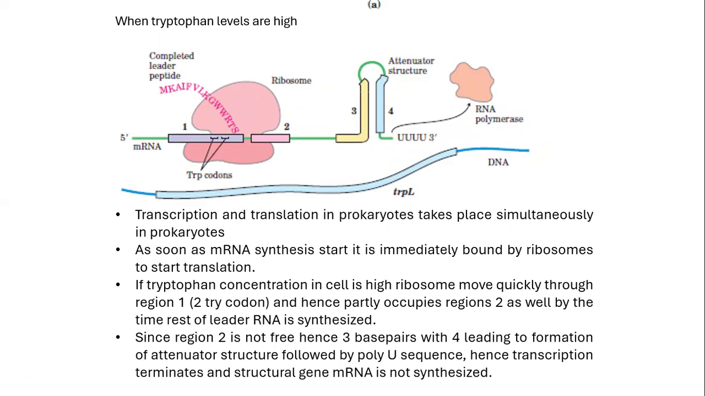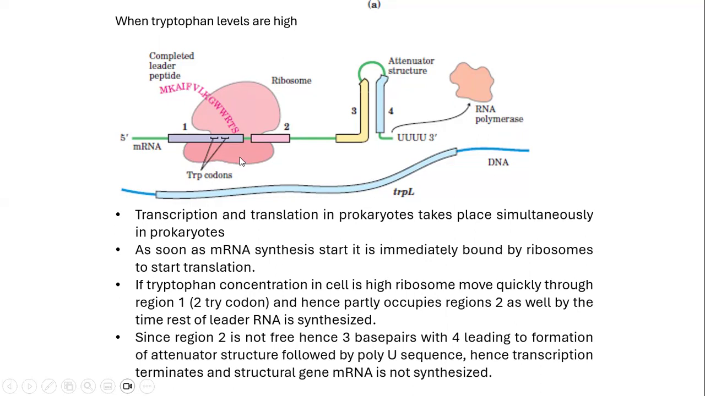So looking at the attenuation mechanism of regulation, there are two conditions. The first condition is when there are high levels of tryptophan available in the cell. So in case of prokaryotes, transcription and translation process takes place simultaneously. So as soon as some amount of messenger RNA is synthesized, it is immediately bound by ribosomes and they will simultaneously begin with the translation process.